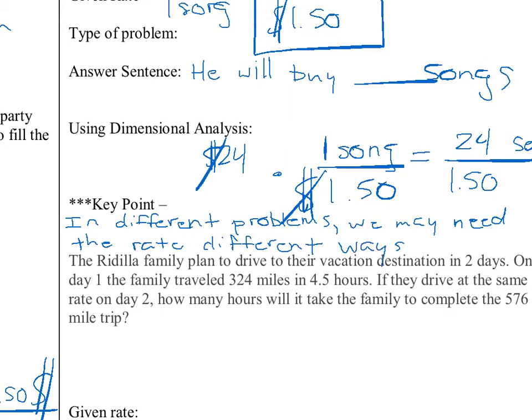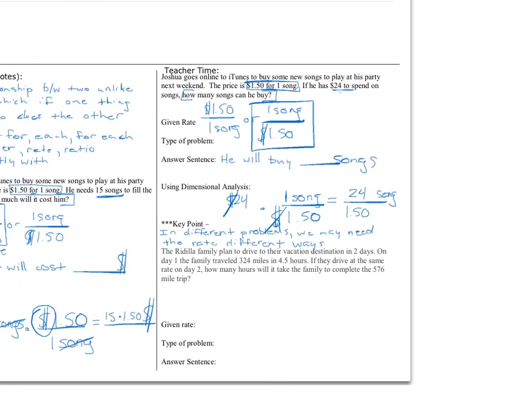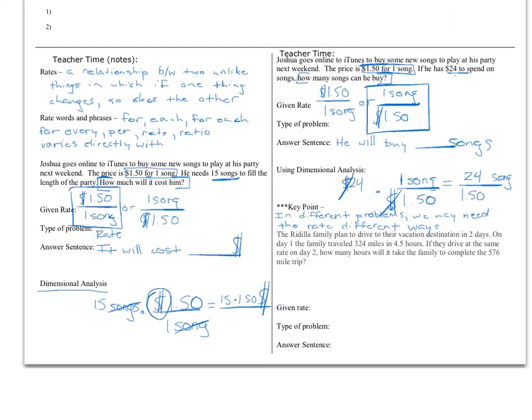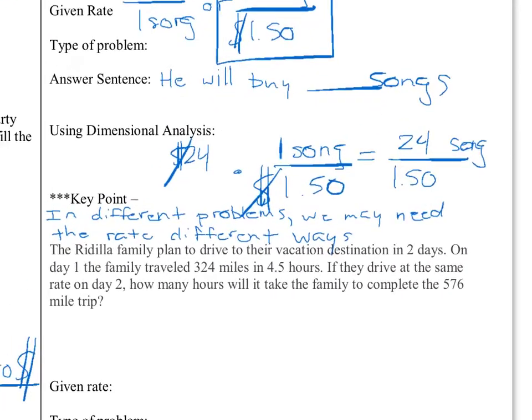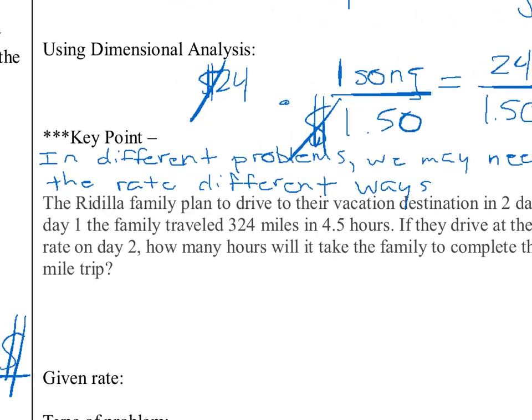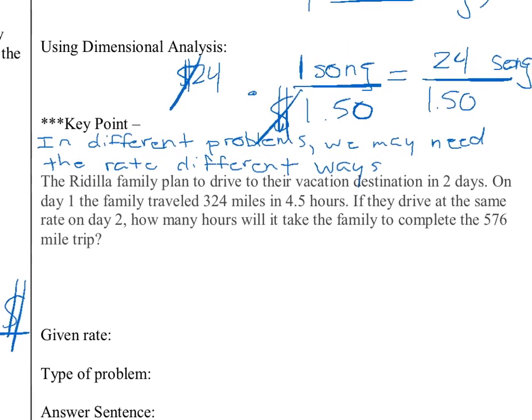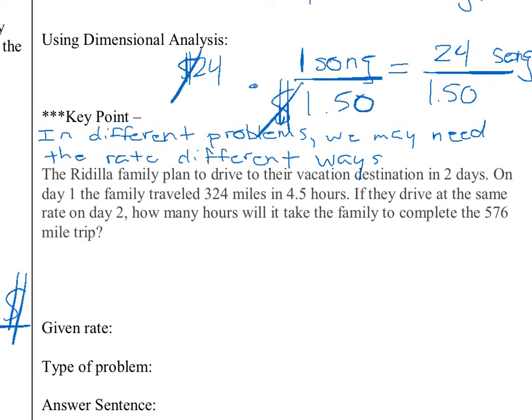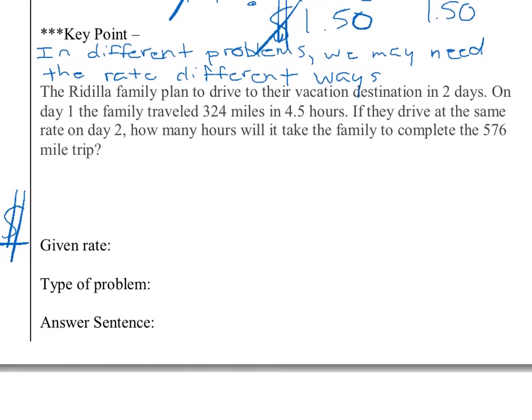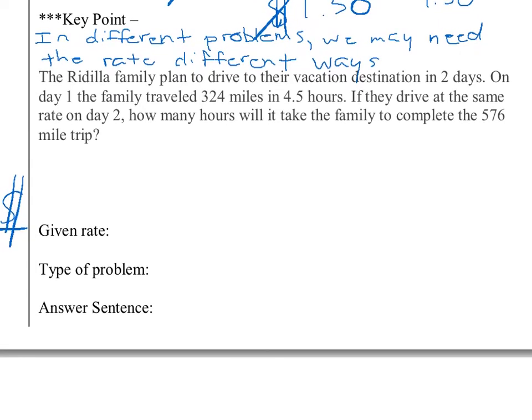And to prove that to you, in these first two problems that we've done, we had the same given rate both times, $1.50 for one song, but in the two different problems, I used it differently. One of them I used the $1.50 for one song, the other one I used the one song for $1.50. Okay? So that's why we are writing our rates two different ways. So we will be ready to use this dimensional analysis later on this week when we're ready for it. And you'll also see that we're focusing in on the units of our answer because we're also going to be using those two things to ground us in our work.